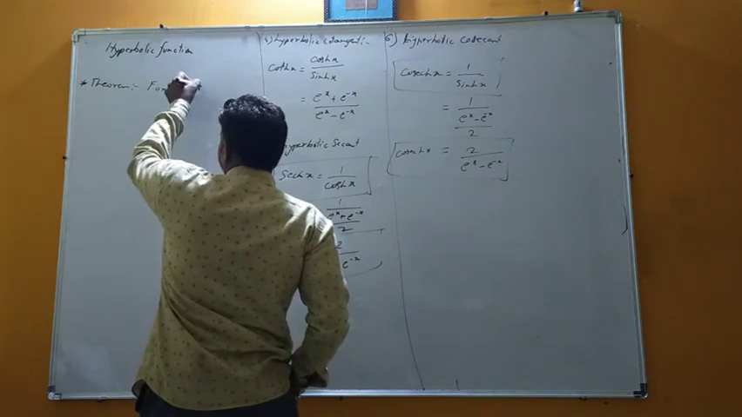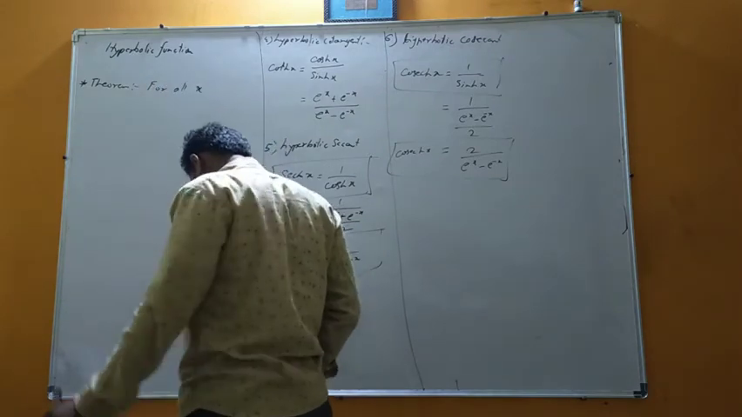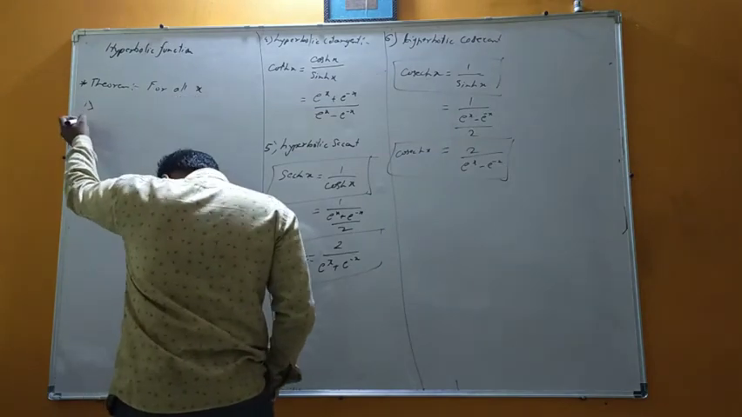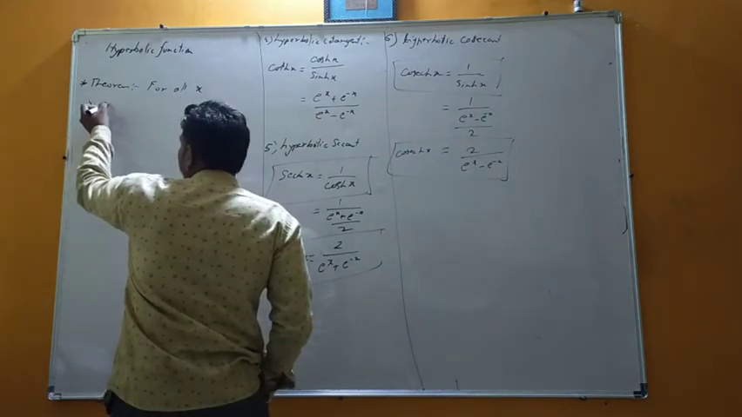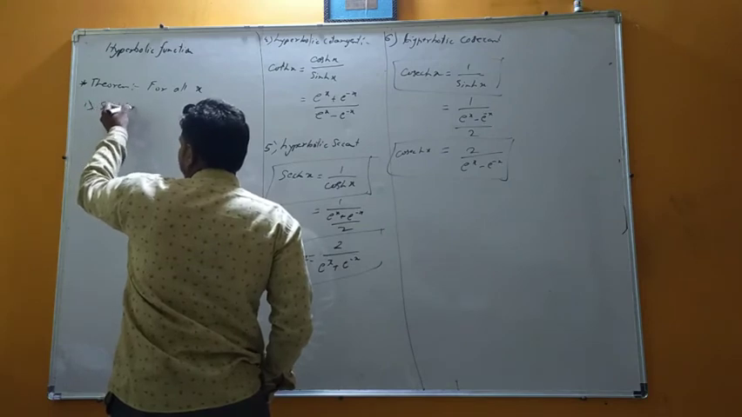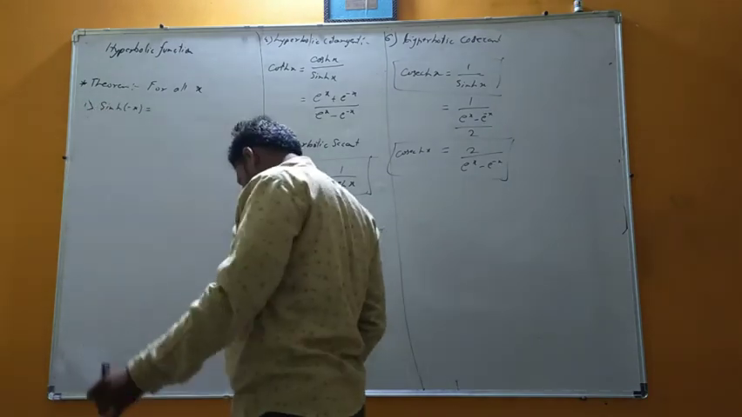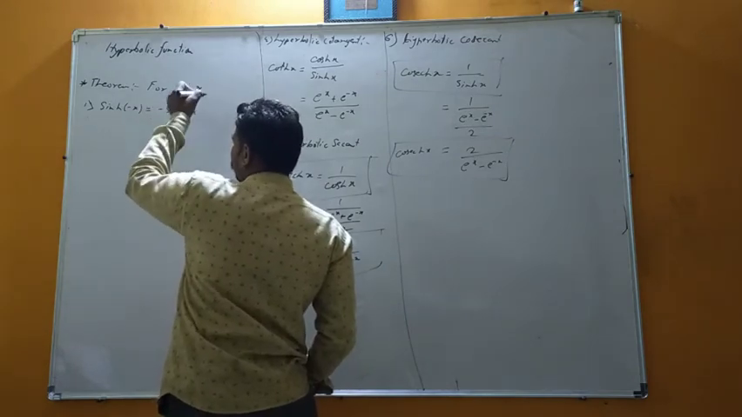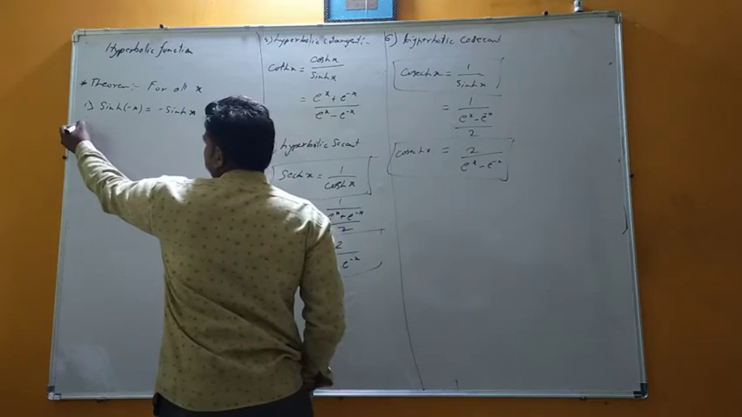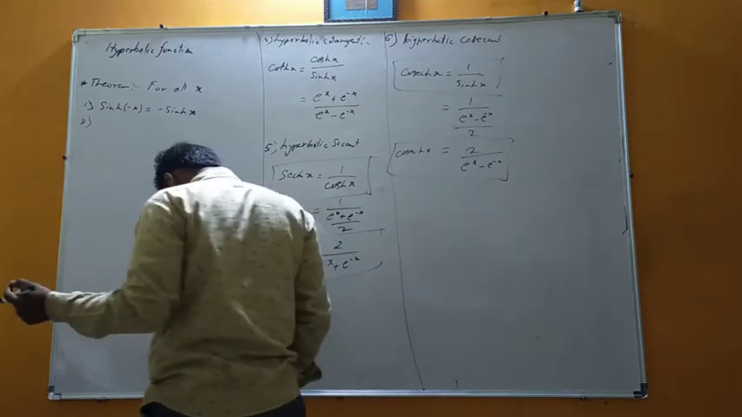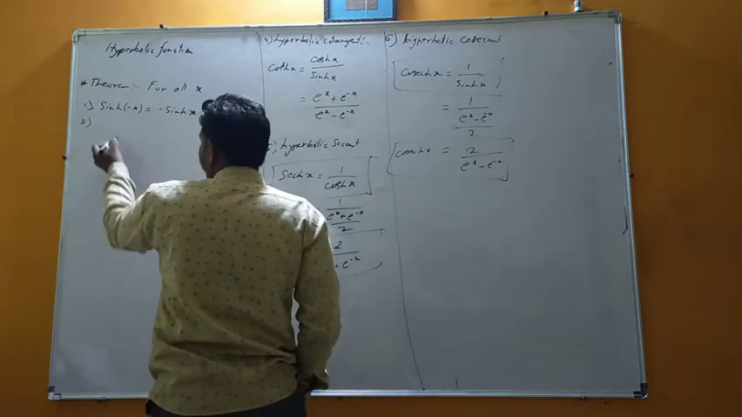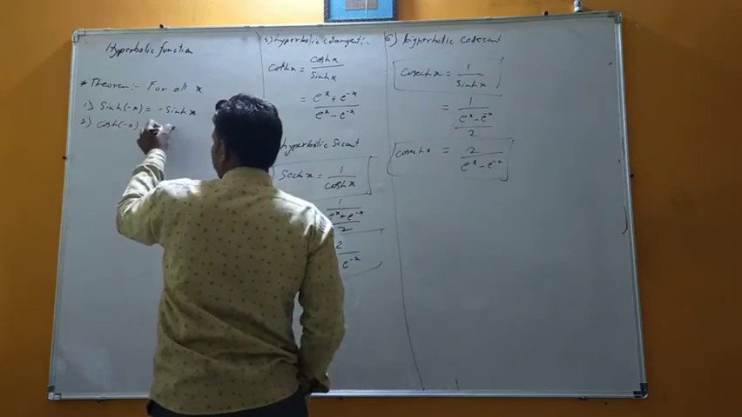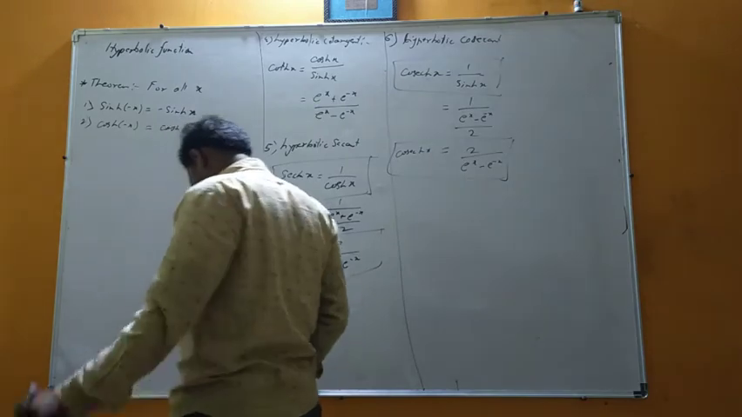For all x, we would say that the first one, hyperbolic sine of minus x, is nothing but minus hyperbolic sine x. Of the second two results, you see, hyperbolic cos of minus x is nothing but hyperbolic cos of x.